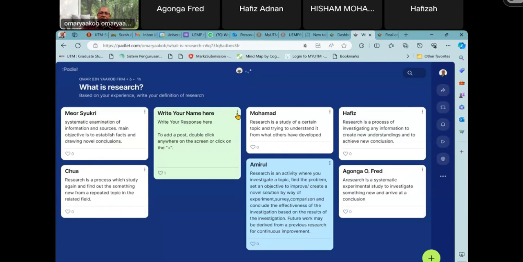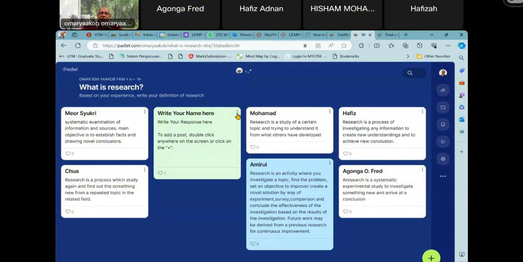Research is a systematic experimental study, sometimes comparative analysis, to investigate something, to establish new fact, arrive at a conclusion of novelty. Afida, wow, it's so small.